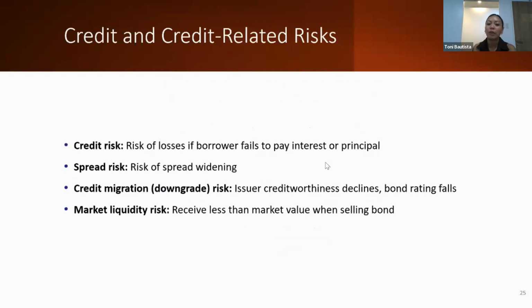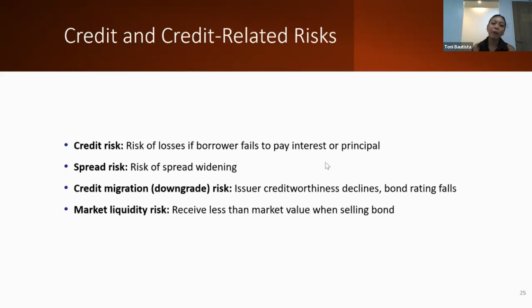So credit risk, this is the risk that the borrower or the issuer fails to pay interest or principal. Spread risk, this is the risk of the credit spread. The credit spread is the add-on premium to the risk-free rate that we impose on the yield. And this would normally be market dictated also, depending on sentiment in the market. And aside from that, we can also look at firm-specific risks.